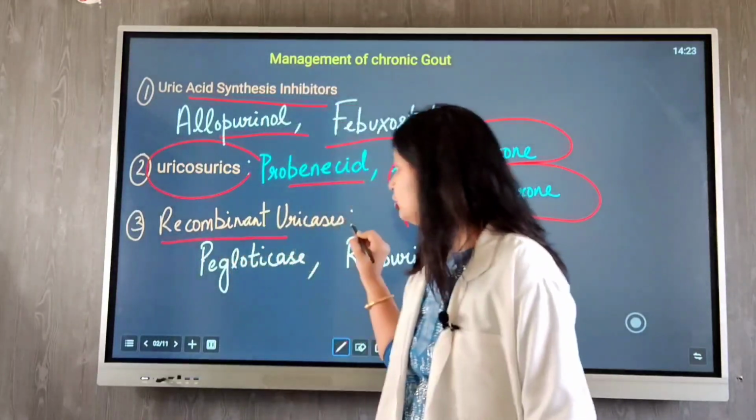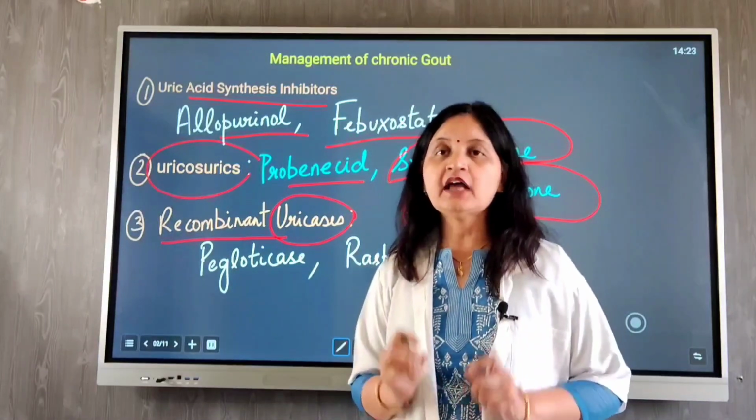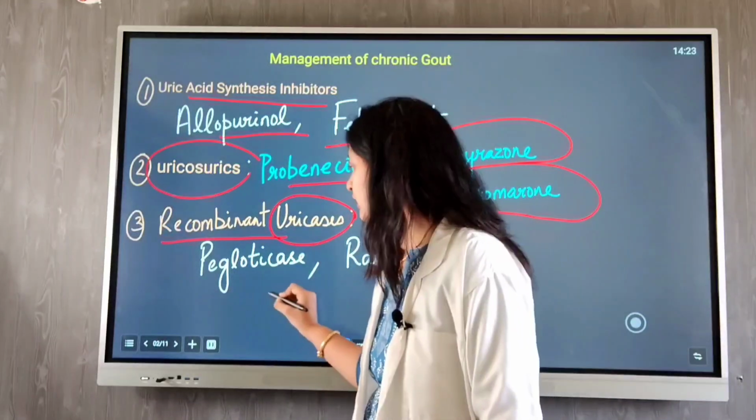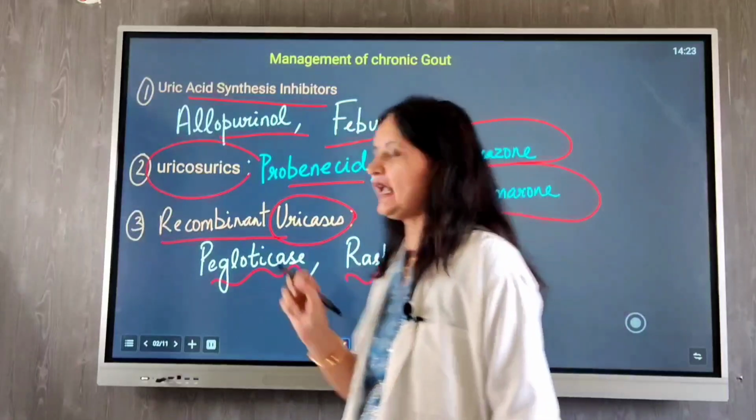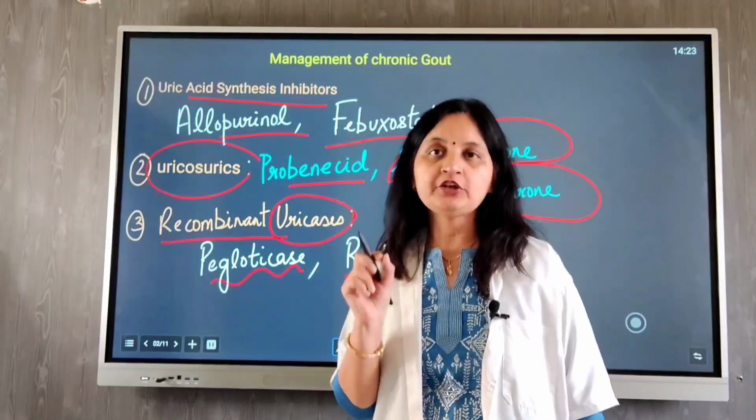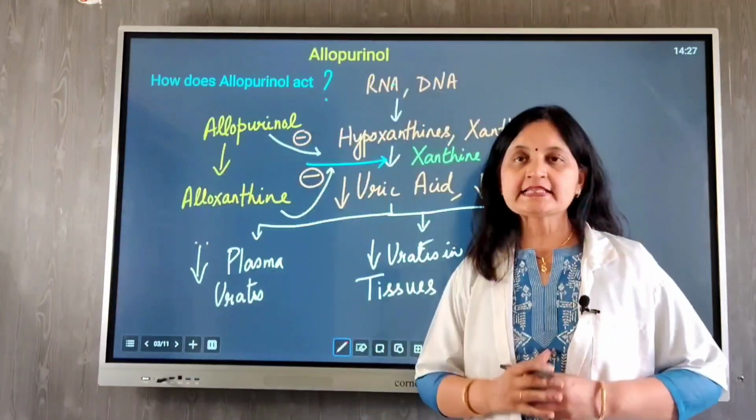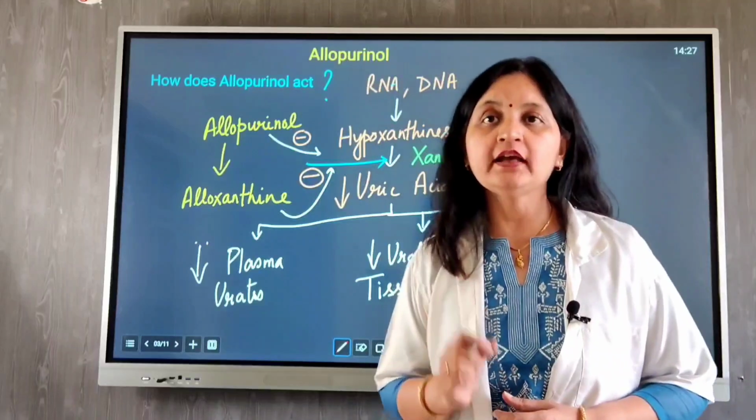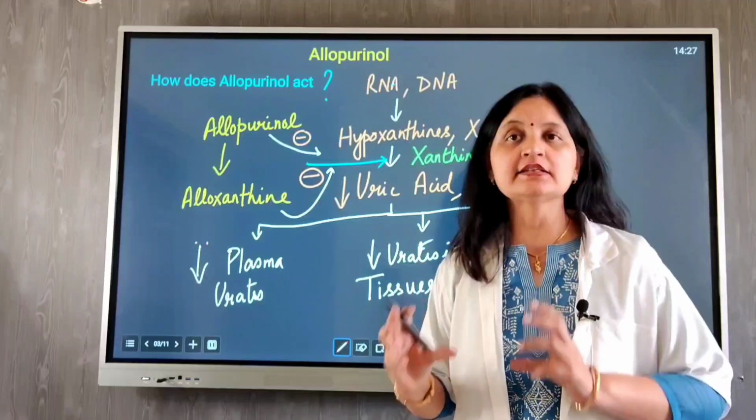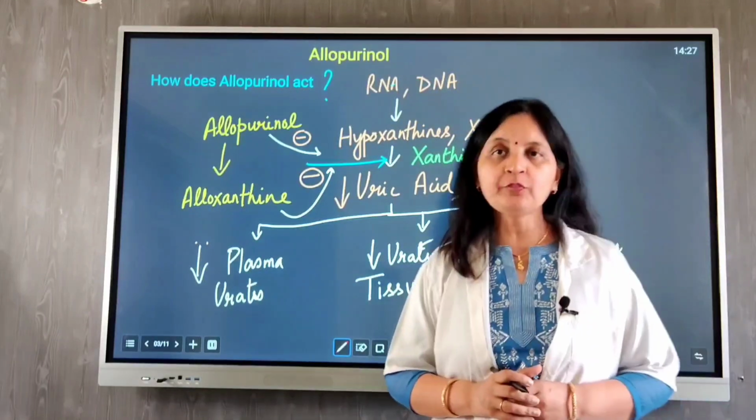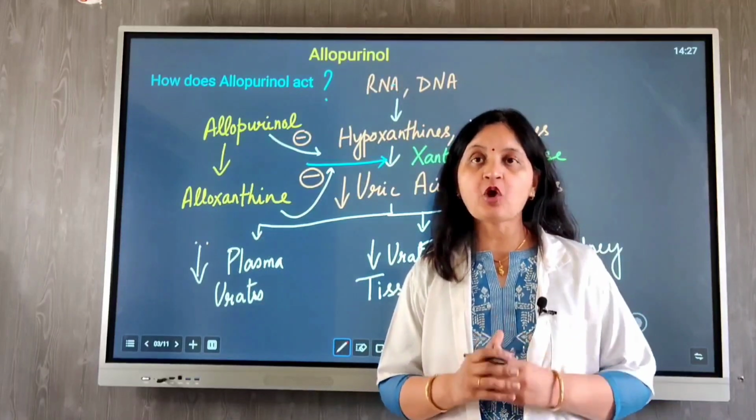Then we have recombinant uricases. Now what are uricases? They oxidize uric acid. These are recombinant uricases, and the drugs are pegloticase and rasburicase. So pegloticase and rasburicase are recombinant uricases that can be used in the management of chronic gout. Now let's discuss the drugs that are used in the management of chronic gout. So drugs that decrease the synthesis of uric acid, or uric acid synthesis inhibitors, are allopurinol and febuxostat. So how does allopurinol act in the management of chronic gout?